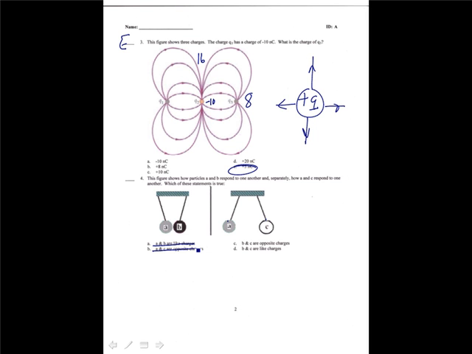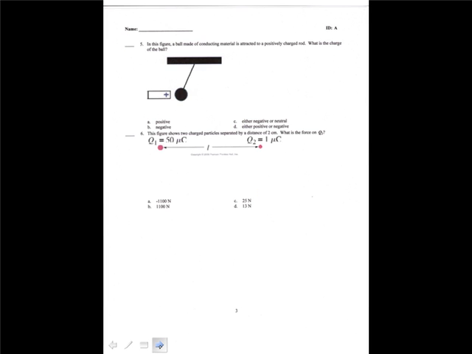B and C are opposite charges. Okay, if A and B are like charges, that means they're the same, and A and C are opposite charges, that means that they're different, then that means that B and C have to be different, because A can't be the same as B and then also be the same as C. So the answer here is C. And D is B and C are like charges, which is the opposite of C. So the answer is C.